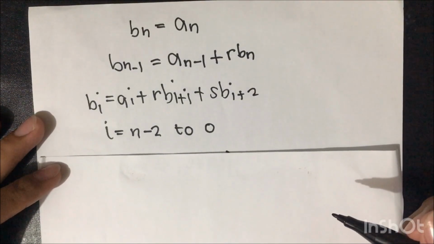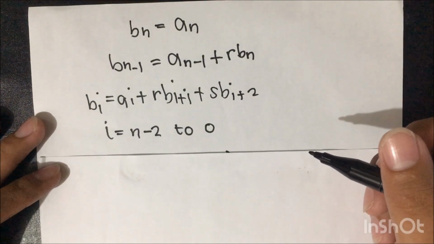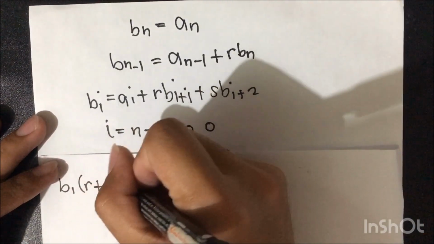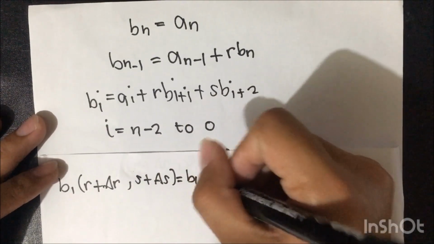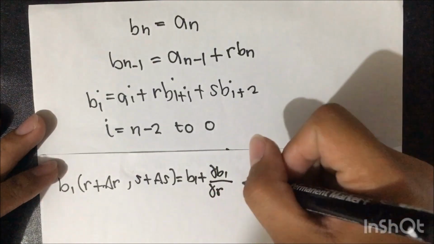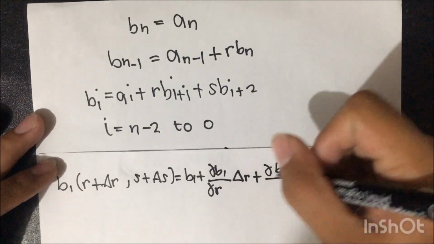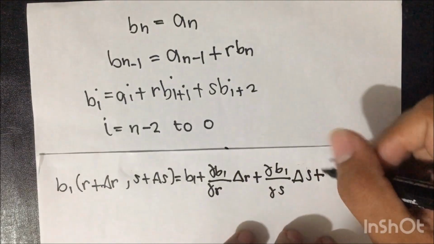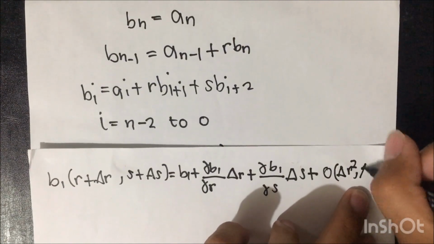Since yung b sub 0 natin tsaka b sub 1 natin are function of r and s, we can have the Taylor series expansion of b sub 1 of r plus delta r and s plus delta s is equal to b sub 1 plus partial derivative of b sub 1 over partial derivative of r times delta r plus partial derivative of b sub 1 over partial derivative of s times delta s plus higher order terms in delta r squared and delta s squared.